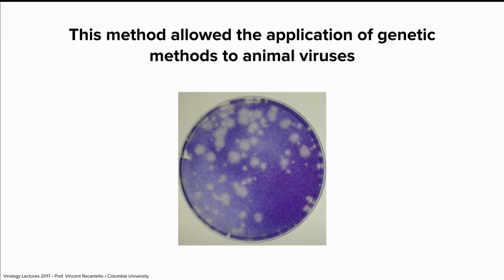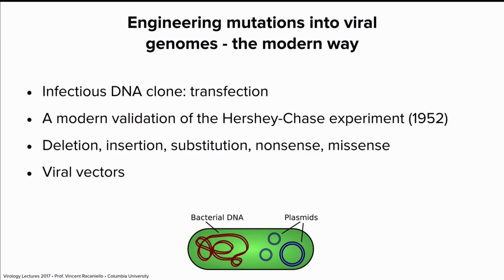But that all changed 30, 35 years ago with the development of recombinant DNA methodologies and the ability to make a DNA copy of every virus genome, and for that genome to be infectious. And this is what we do now. This is how we put mutations in the viral genome. It's the infectious DNA clone. We introduce DNA into cells by transfection. And this is a modern validation of the Hershey-Chase experiment.